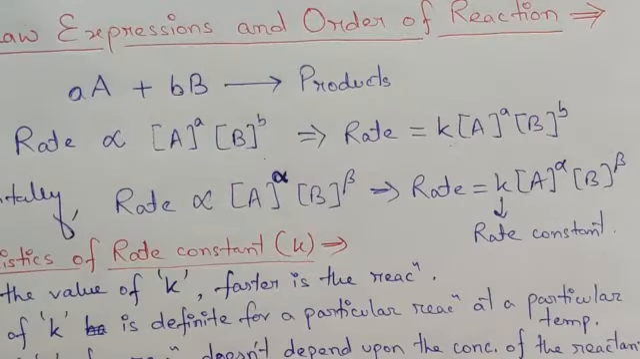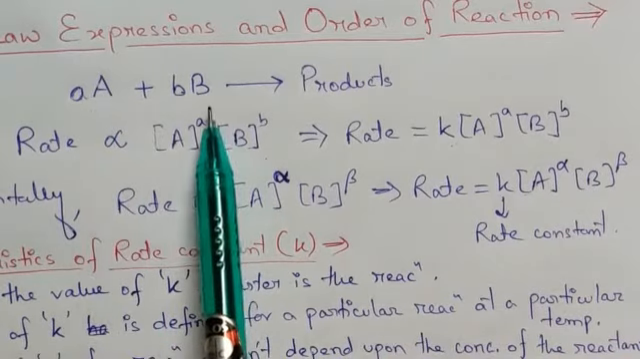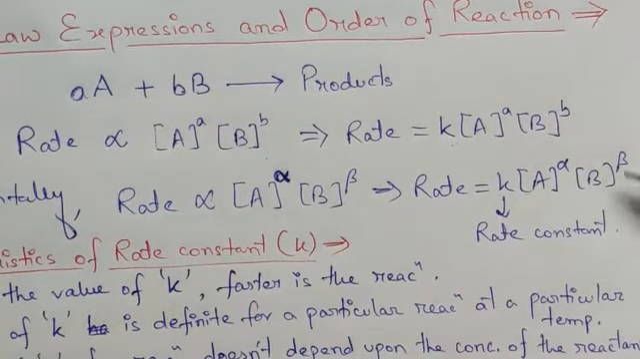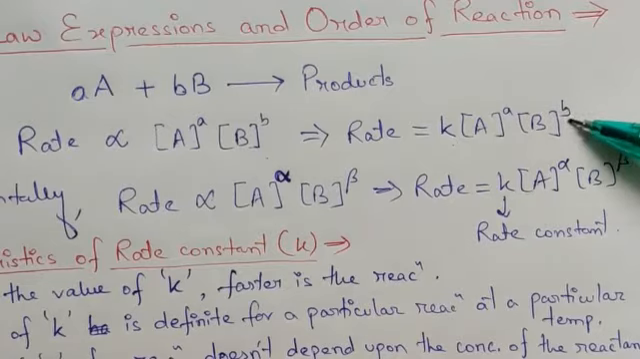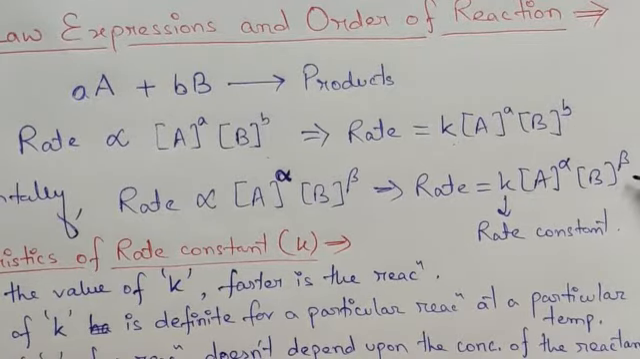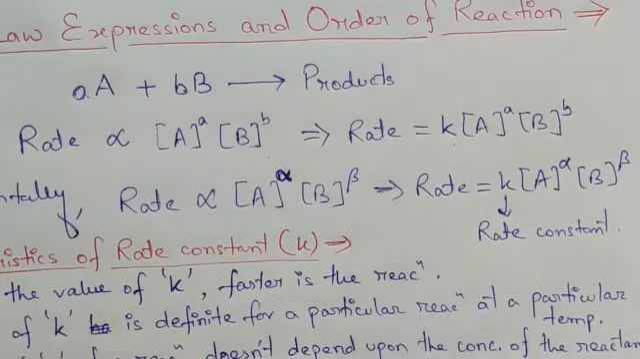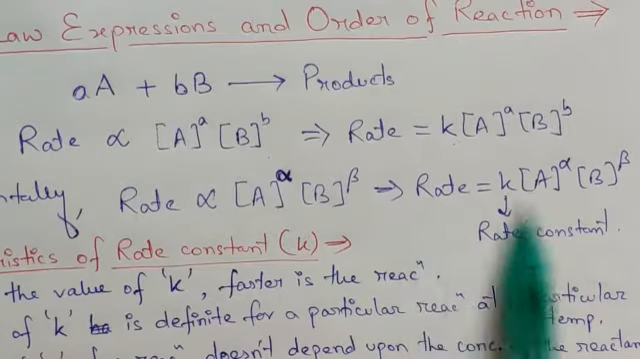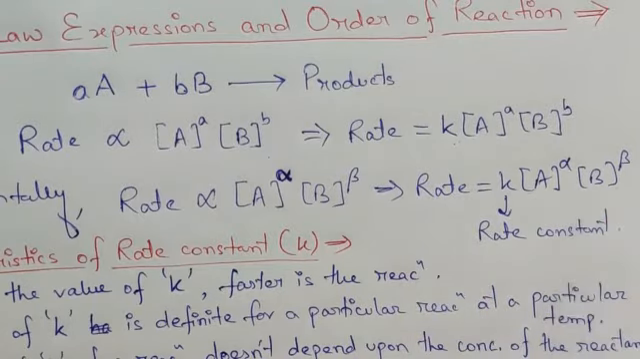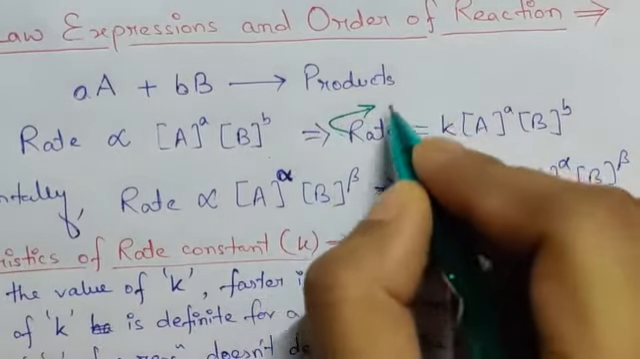Now see, the rate law and the law of mass action are not the same. Here you can see that from a particular reaction we have got two types of rates. This one is from the theoretical values, and this one is from the experimental values. So this rate of reaction is according to the law of mass action, and this rate of reaction is according to the rate law.